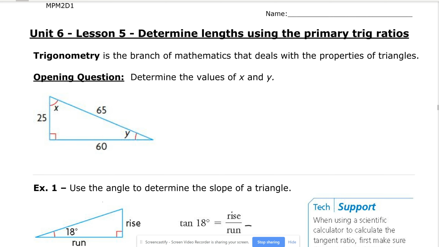Unit 6, Lesson 5, finding the lengths using the primary trig ratios. So I'm going to show you today how to find lengths using primary trig ratios. Before we get into that, I'm just going to review how to find these angles. So how do you find angles x and y?